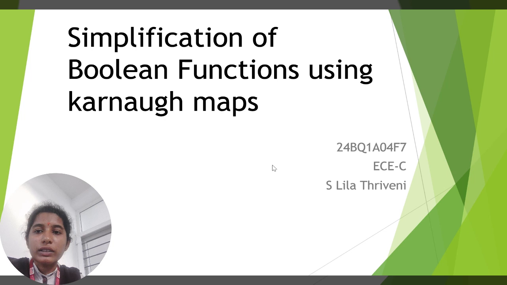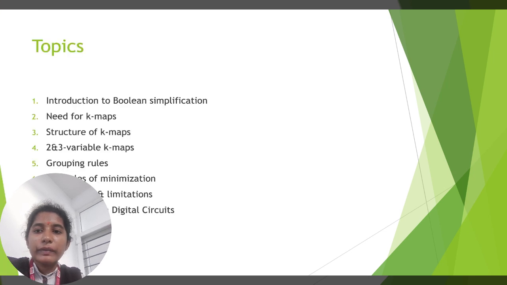Simplification of Boolean functions using Karnaugh maps. Karnaugh maps can also be called K-maps. My topics are Introduction to Boolean functions, Need for K-maps, Structure of K-maps, 2 and 3 variable K-maps, Grouping rules, Examples of minimization, Advantages and limitations, Applications in digital circuits.